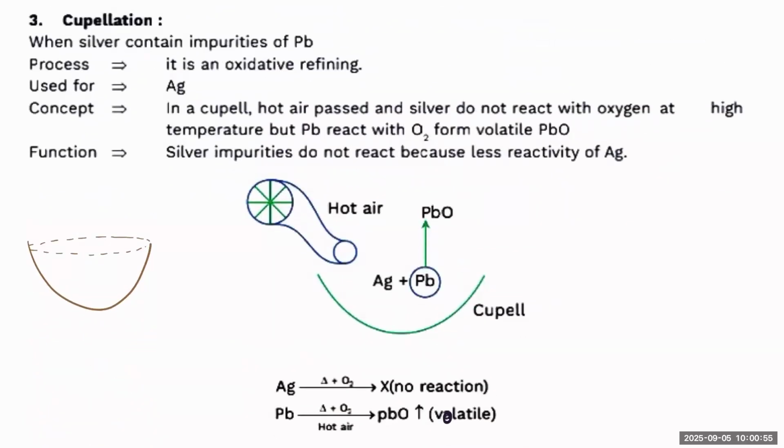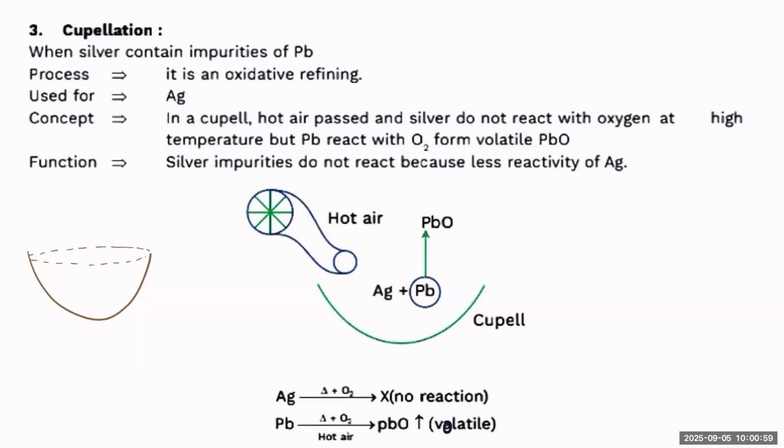The third type of refining is done by cupellation. Cupellation is a process used when silver contains impurities of lead, so you are supposed to remove lead as the impurity. This is called oxidative refining. Silver is used, and this kind of bowl-like cup is called a cupel.